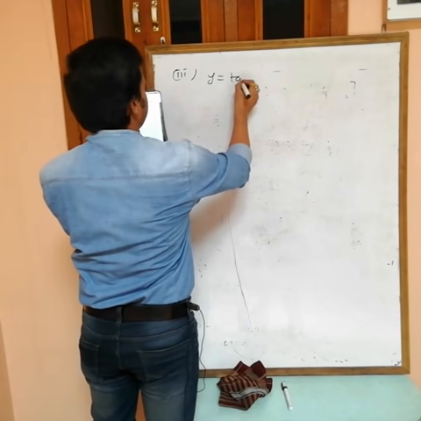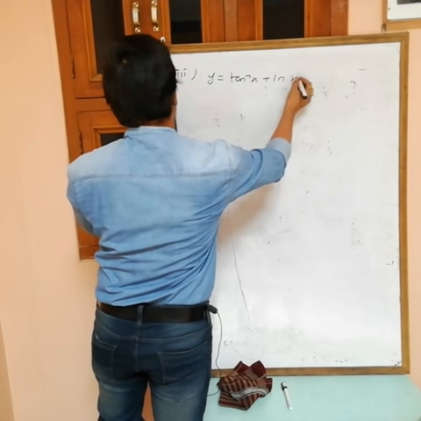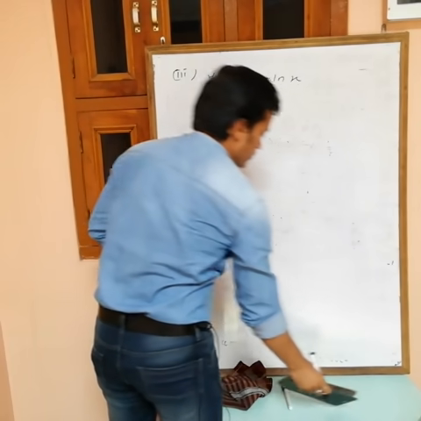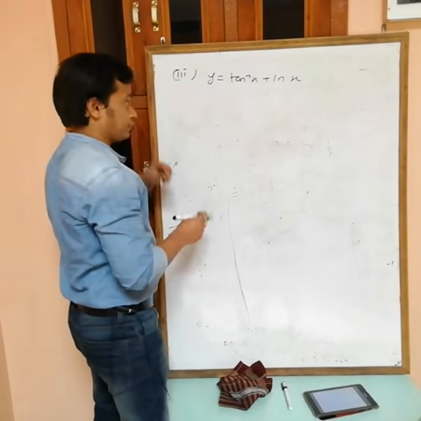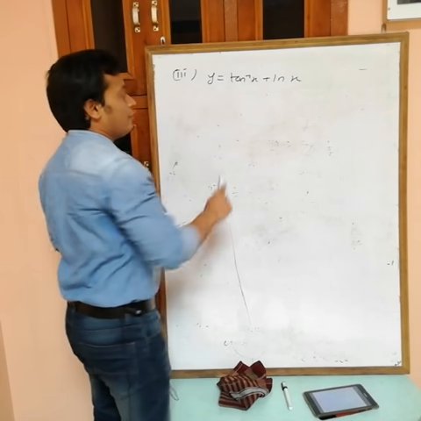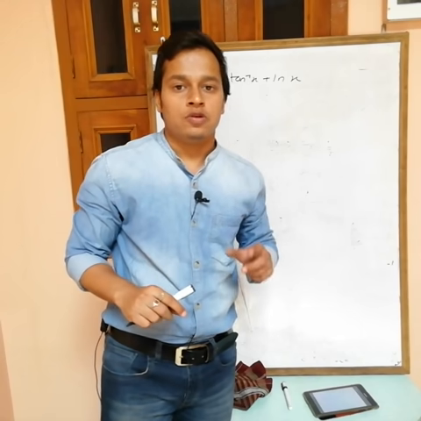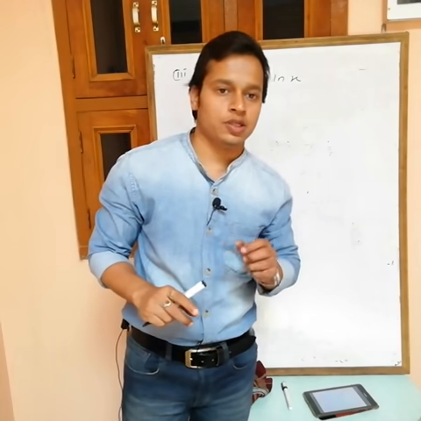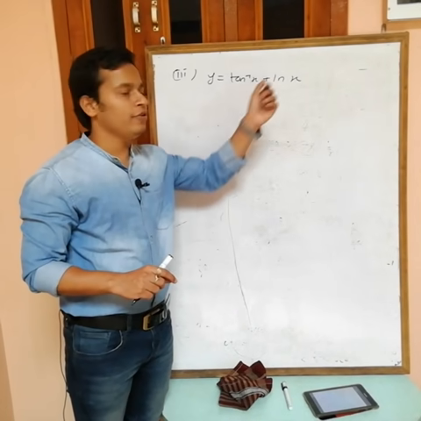y equals tan inverse x plus ln x. Okay, y equals tan inverse x plus ln x. So see, now what do you want? The range of this one. To find the range, here we have two functions. So first remember one thing, now you can put only those values of x for which the function is defined. Okay, here we have tan inverse x and here we have ln x.